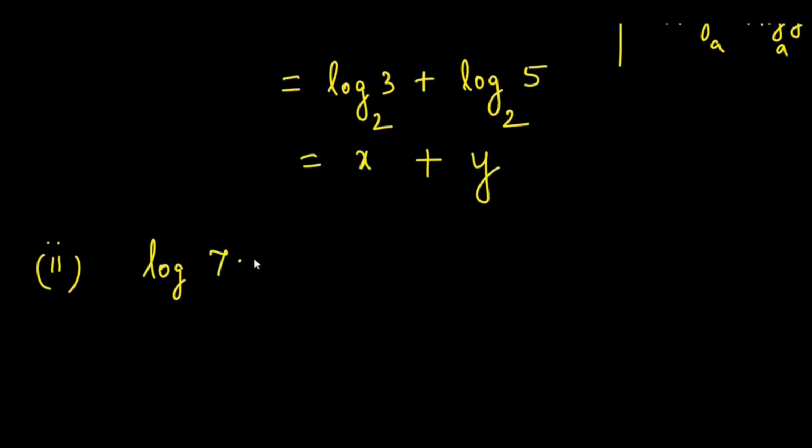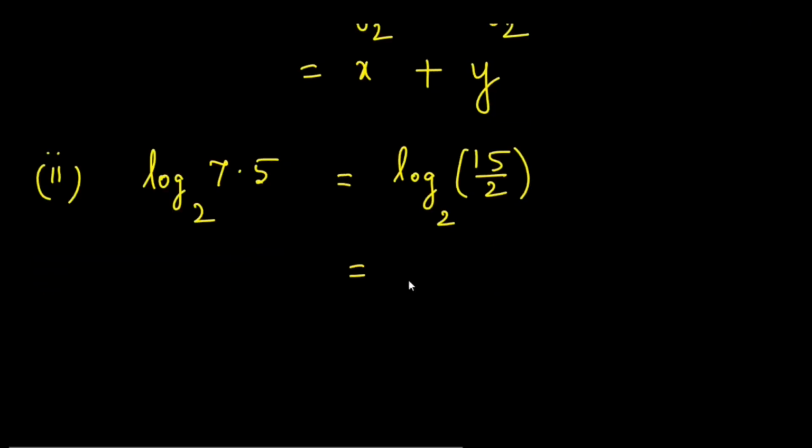log of 7.5 to the base 2. Now we are given with x and y. X is log of 3 to the base 2 and y is log of 5 to the base 2. Now the numbers involved here are 3, 5 and also 2. So we have to write 7.5 in terms of 2, 3 and 5. So first let us write it as log of 15 by 2 to the base 2.